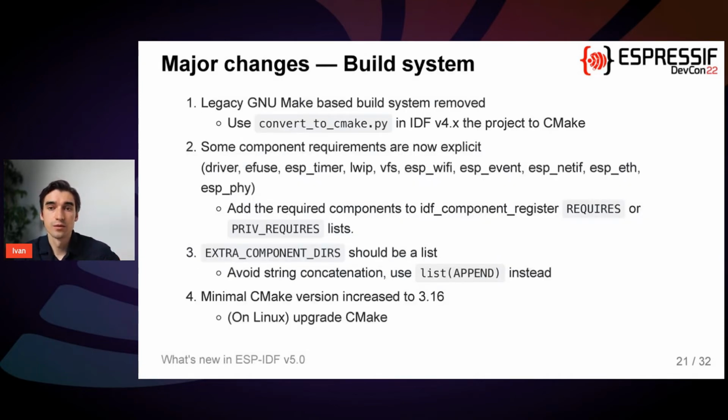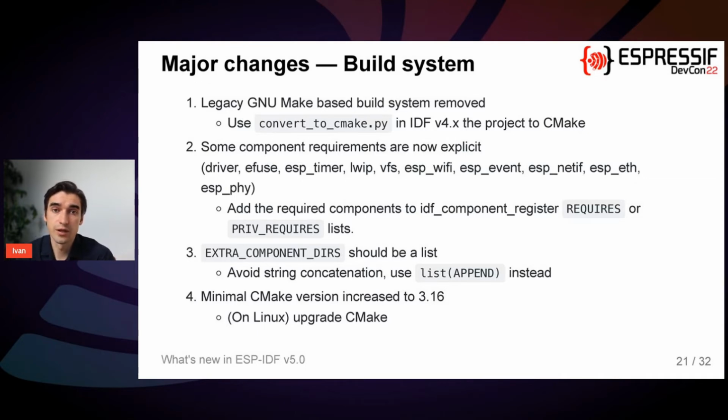So now on to the next category of changes, the build system. The most noticeable change here is that we are finally removing the support for the legacy GNU make based build system. This build system was the default for IDF from IDF 1.0 to IDF 3.3. In IDF 4.0, we introduced the CMake based build system, and the make based build system was made legacy. And in this release, in 5.0, the make based build system is removed.